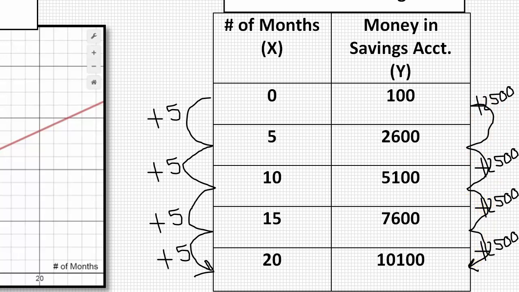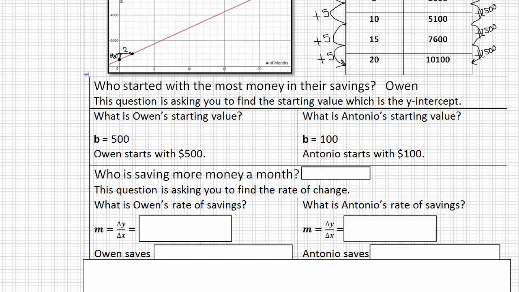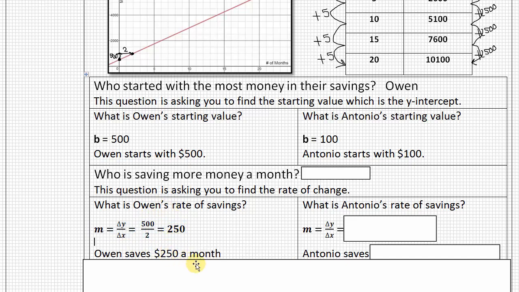So now let's do some work with what we just found here. We were trying to find out who is saving more a month, and we said, well, if it's asking more, how much money are they saving each month, they're talking about the rate of change. So we wanted to calculate the M value for both of them, and we did. So with Owen's, we said it was a change in y of 500 over 2, and we want to simplify that always, so we got 250. So Owen is saving $250 a month. Now let's do the same thing for Antonio. So we found his change in y and his change in x from up here, and we had 2,500 over 5. If I divide both of those by 5, then that's equal to 500 over 1.